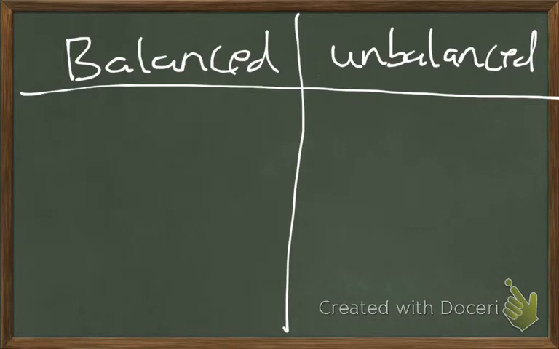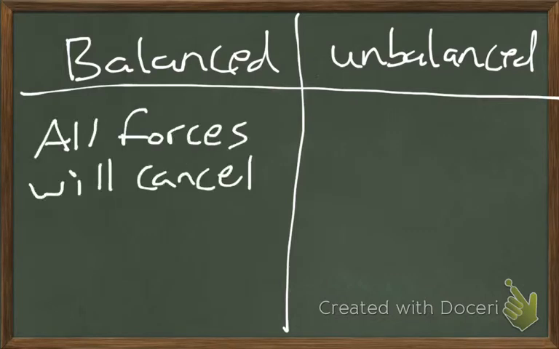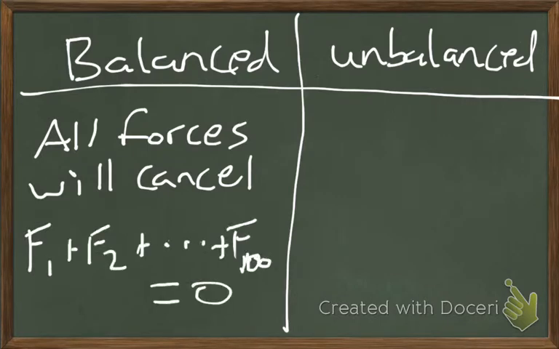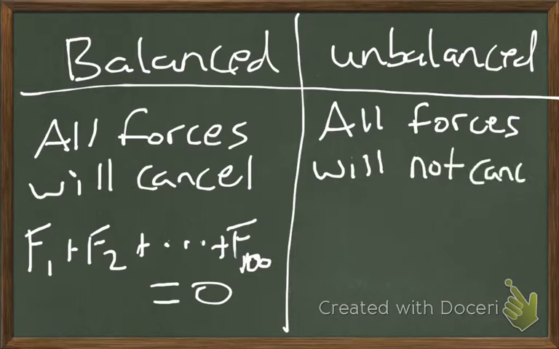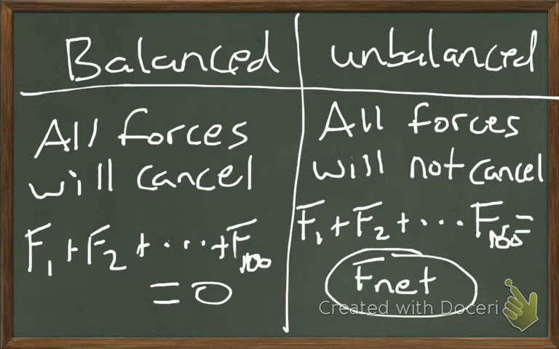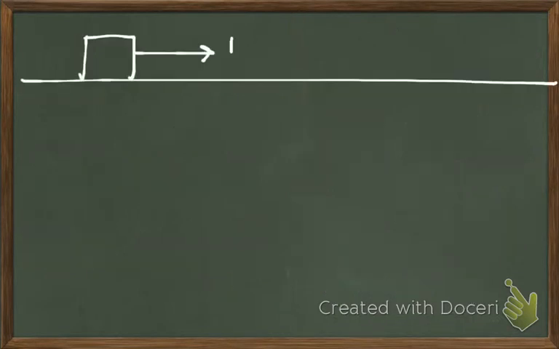If we have balanced forces, then all the forces will cancel, which means if you added them all up, let's say we had 100 forces acting on something, they would cancel out to be 0. So in our force diagrams, if we had something going up, down, left, and right, the two going up and down cancel, the ones going left and right will cancel. Well, if they are unbalanced, then they will not all cancel. So if you add up all the forces, you will have some total force somewhere, and what we call that is F net. This is the net force, and it's also called the total force. Let's do an example.